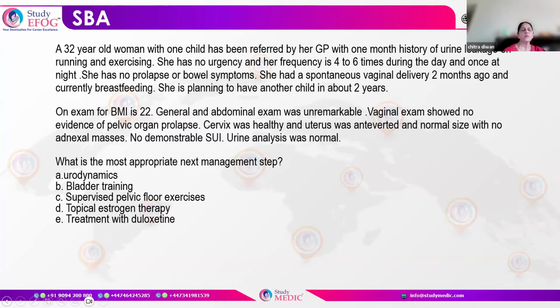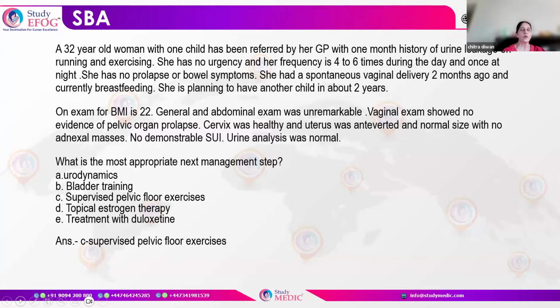Urodynamics does not need to be done because you are not planning any type of surgery. What you can offer her is bladder training because she has frequency, but it is 4 to 6 times per day. It is not really too much frequency. The most important symptom that she is having is urinary leakage. So I would prefer to offer her supervised pelvic floor exercises. Topical estrogen therapy is not appropriate because she is not postmenopausal, there is no atrophic vaginitis, and duloxetine is not routinely offered for treatment of urinary incontinence. So here the correct answer is supervised pelvic floor exercises.